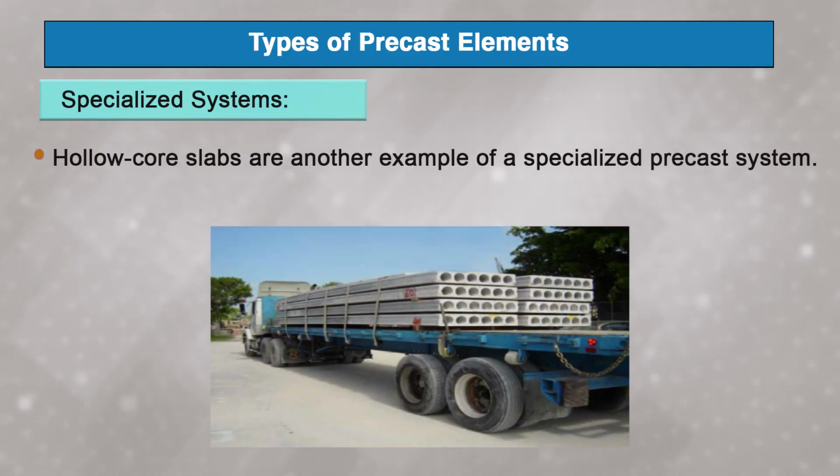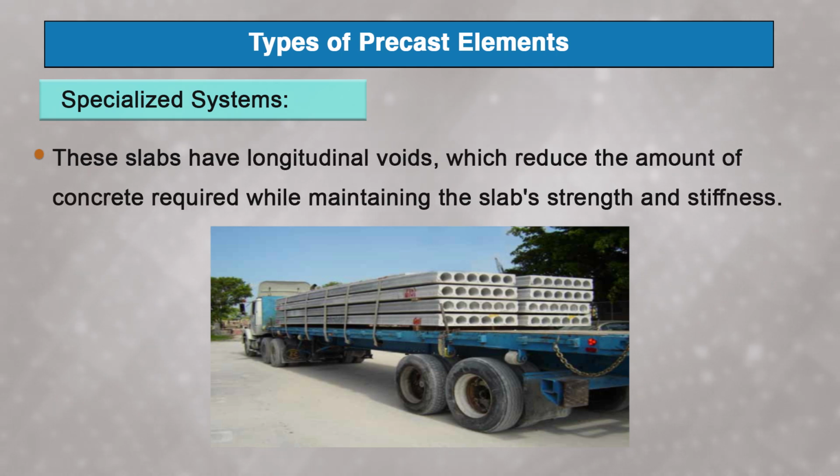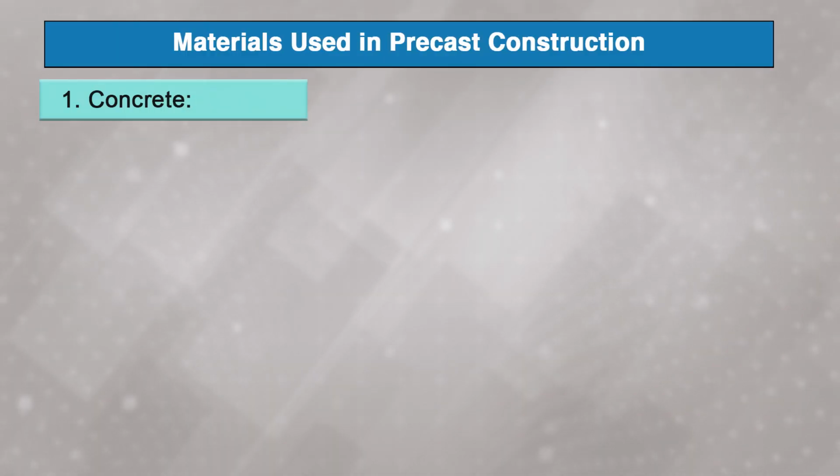We take an example of hollow core slabs as a specialized precast system. These slabs have longitudinal voids which reduce the amount of concrete required while maintaining the slab strength and stiffness. Hollow core slabs are commonly used in floors and roofs of commercial and residential buildings. Why do you think reducing the weight of precast elements is important in construction? Consider the implications for transportation, handling, and structure design. Think about it.